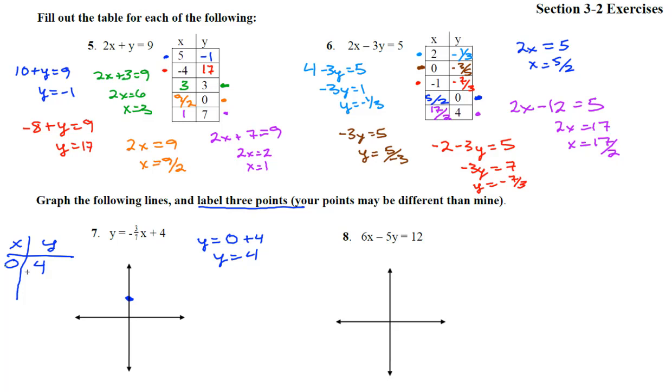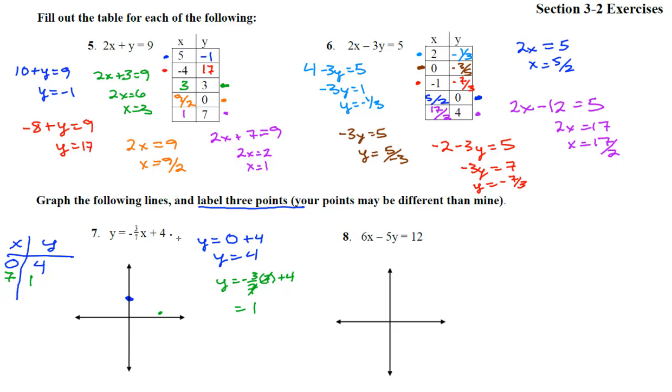Okay, change to a different color. Green, let's see. Let's pick another one. If we get to choose, then if we pick something like 7, it'll cancel out that fraction. So let's put a 7 right there. If we stick 7 in there, we get y equals -3/7 times 7 plus 4. Those cancel, and we get -3 plus 4 is 1. So we get 7, 1. Let's see. 7 out, 1 up. Looks about like that. Good.